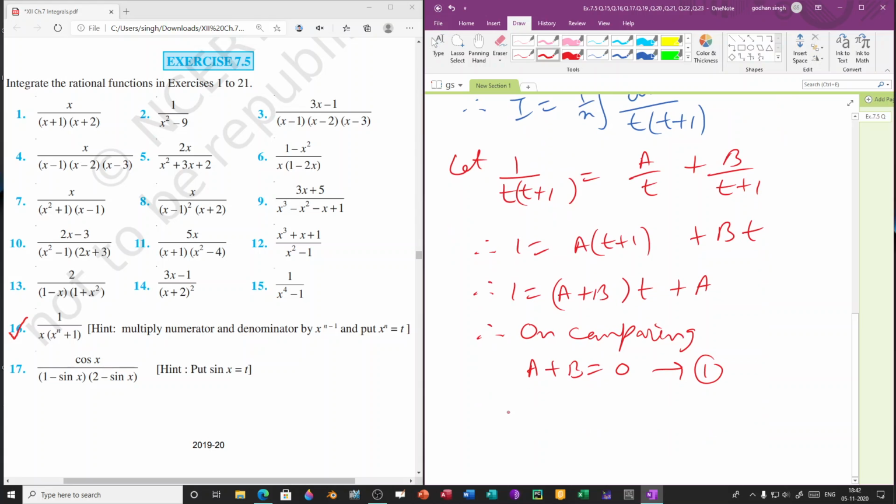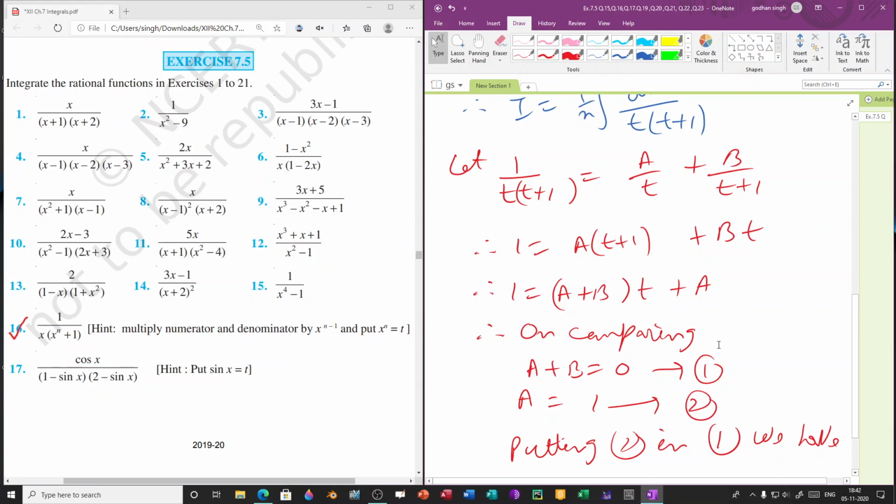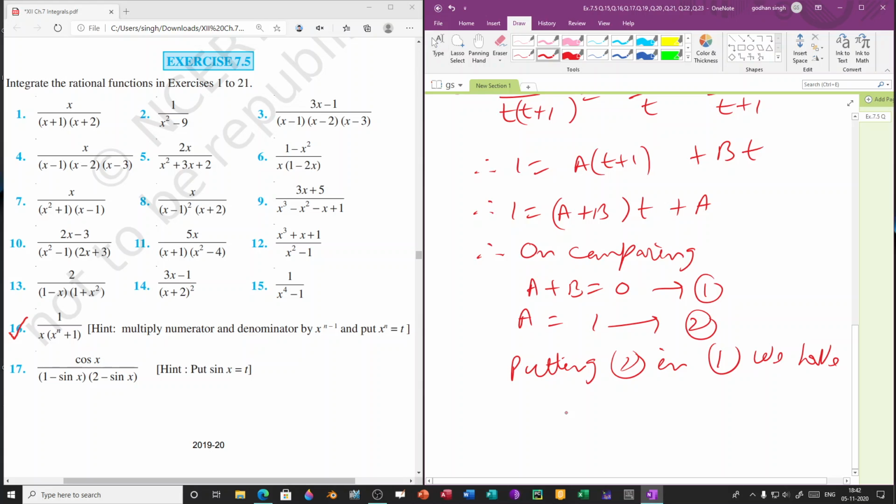So a equal to 1. This is the second one. So putting 2 in 1, we have a plus b equal to 0. So 1 plus b equal to 0, and this implies b equal to minus 1.